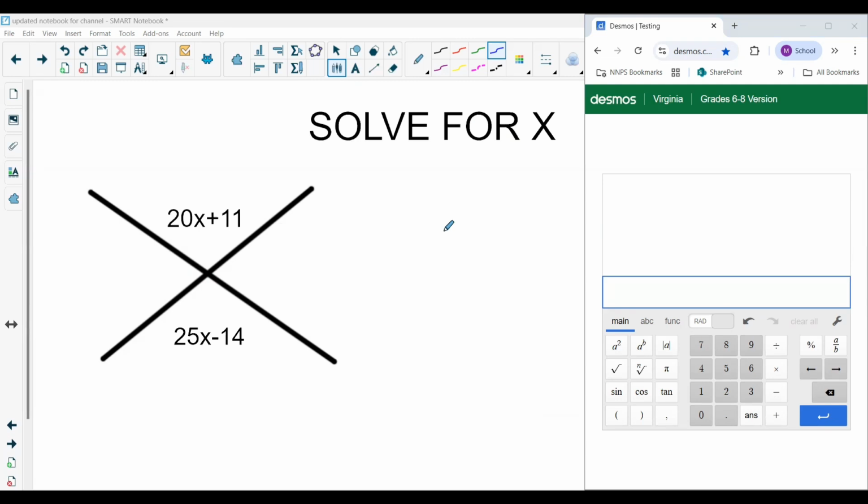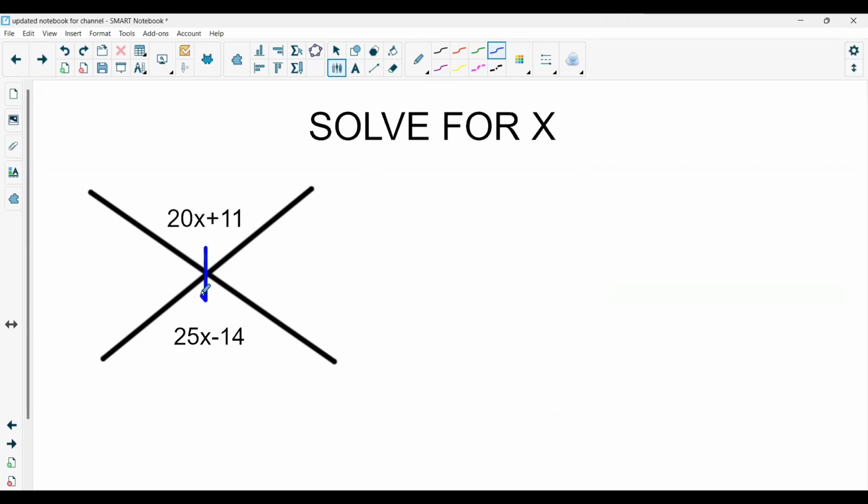All right, so I'm going to go ahead and start writing it out. I know that these are vertical angles because look, they're directly across from each other. So I know if they're directly across from each other, they are equal. Okay, these are equal. So I'm going to set them up to be equal. We have 20x plus 11 equals 25x minus 14.